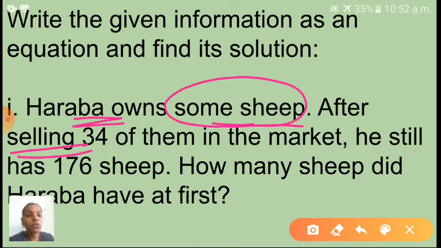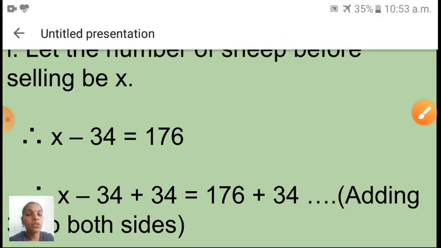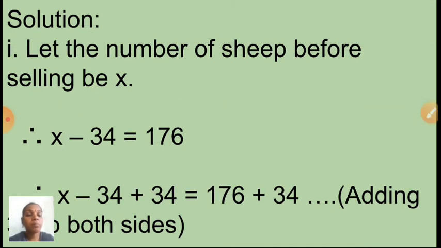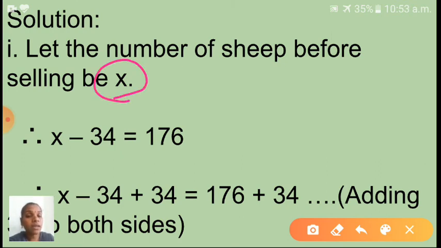We have to find this. How many sheep did Haraba have, that we have to take as a variable. Okay children. See here, that solution, let the number of sheep before selling be X. So before selling, how many sheep Haraba was having, that we take as what? X. That is the variable. Okay. And afterwards what? Yes, X minus. So total number of sheep minus how much selling? 34. So minus 34. Okay children.